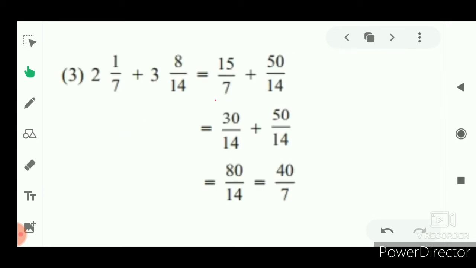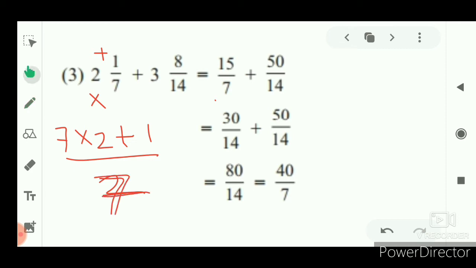Now let's take one more example. If numbers like this are given, 2 1 by 7 plus 3 8 by 14, then how should we add these types of numbers? First of all we should solve the number 2 1 by 7. We will solve it as 7 into 2 plus 1 by 7, that is 7 into 2 is 14 plus 1 is 15 by 7. Likewise we will solve the other number: 14 into 3 plus 8, 14 into 3 is 42 plus 8, that is 50 divided by 14. To solve such types of numbers we have already learned in the previous classes.